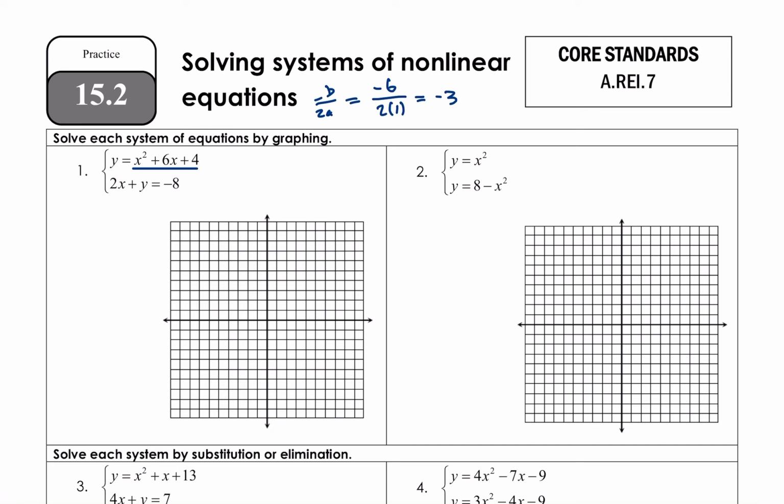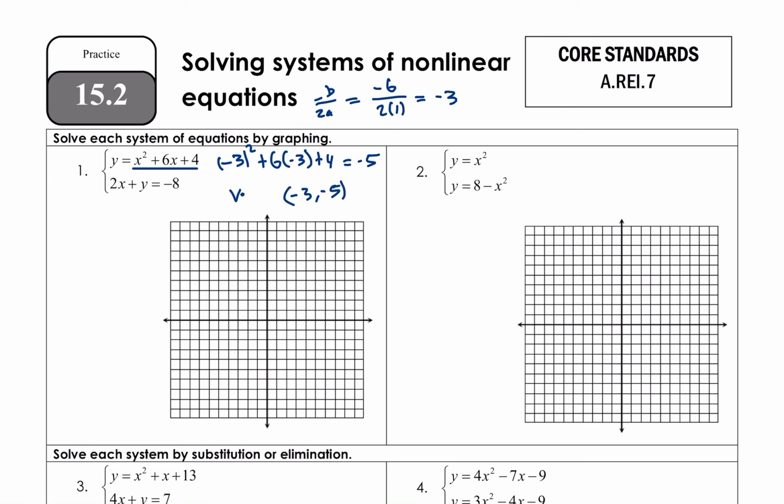Now to find the y-coordinate of the vertex, we take negative 3 and plug it into this equation. So y is equal to negative 3 squared plus 6 times negative 3 plus 4. If I figure out what that is, it comes out to be negative 5. Okay, so now we have an x and a y. That's our vertex. It's going to look like negative 3, negative 5.